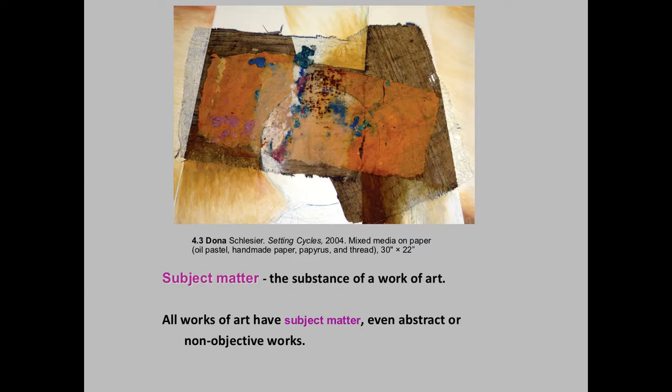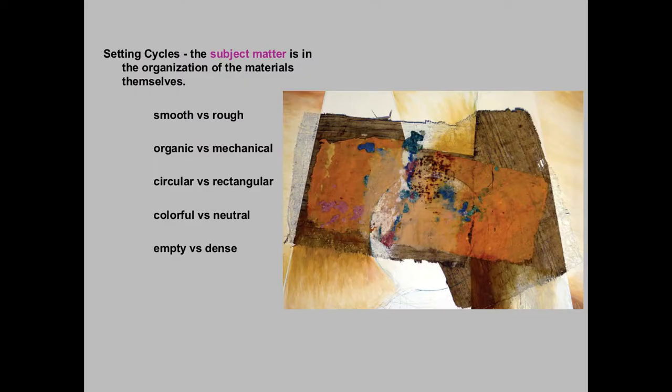Subject matter is the substance of a work of art. All works have a subject matter, even if they're abstract or non-objective. Now remember, non-objective is things like just a bunch of stripes or a bunch of lines or a circle. This work that we're looking at, it's a little tricky to tell if it's abstract or non-objective. Our book is telling us that this is an abstract piece.